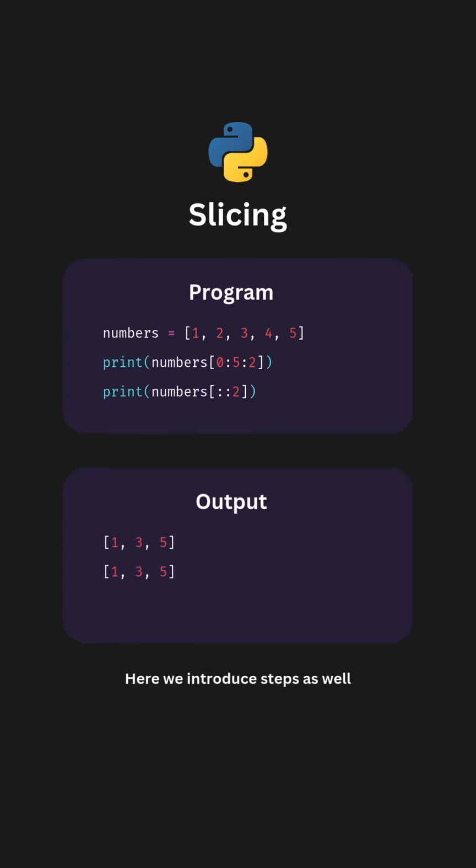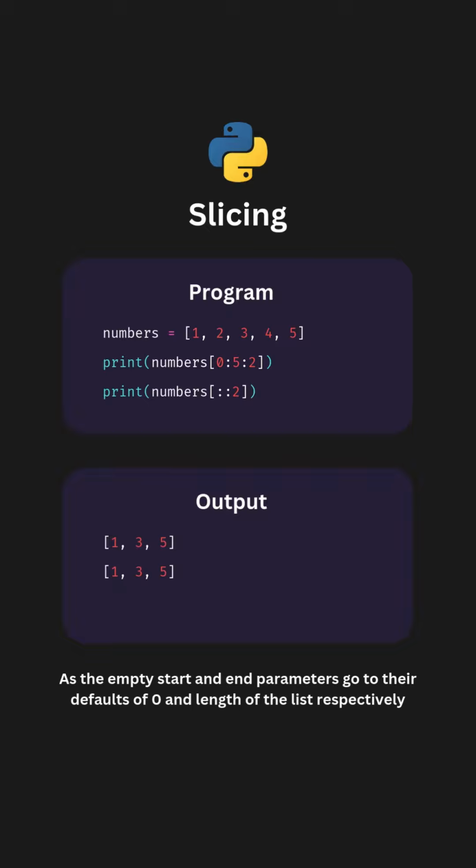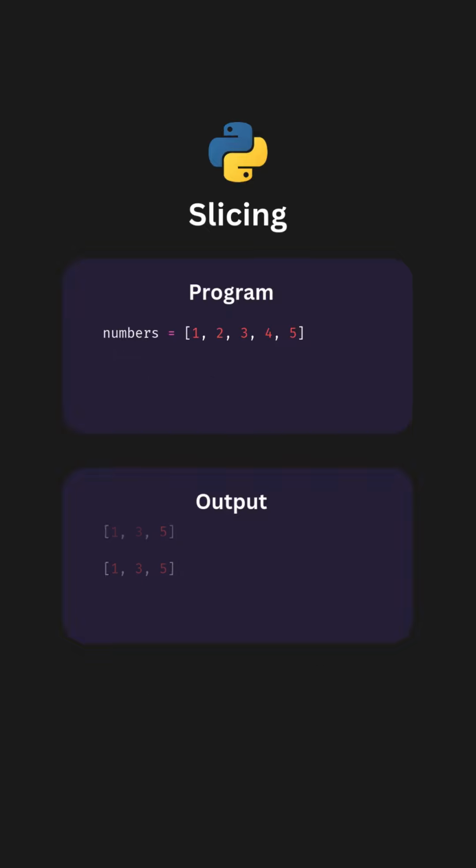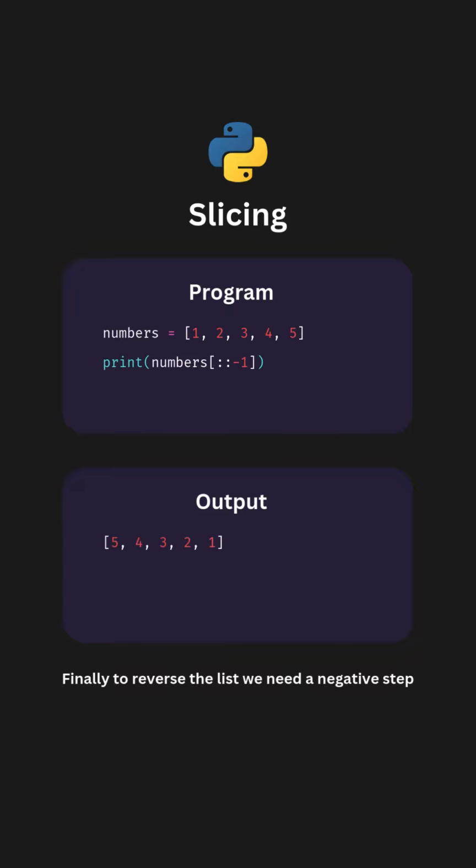Here, we introduce steps as well. We are printing the entire list from 0 to 5 index with a step of 2, which means from the start, we will print every second element. The two are identical, as the empty start and the end parameters go to the defaults of 0 and length of the list respectively. Finally, to reverse the list, we need a negative step.